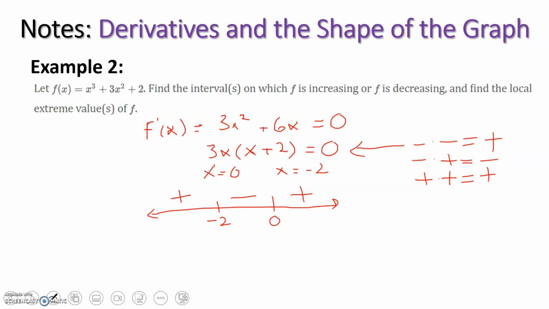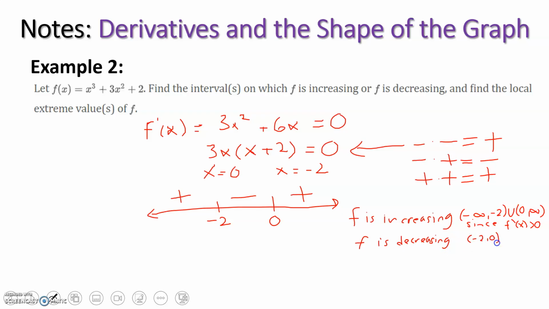Now, we can see that f is increasing on two different intervals, negative infinity to -2, union 0 to infinity, because f prime is positive. And we can see that f is decreasing on -2 to 0, because f prime is negative.